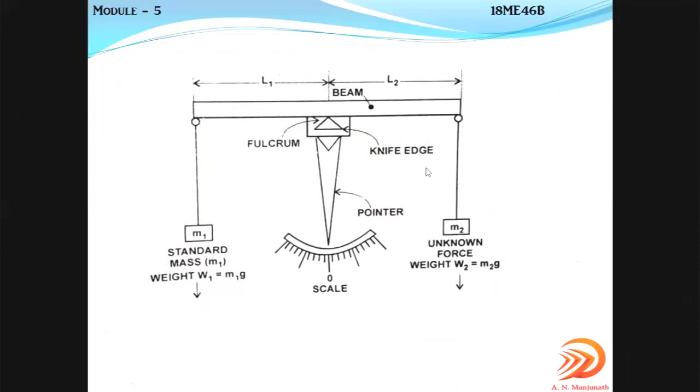And this is what the diagram will look like. This will be the pointer on the scale. You can observe L1 and L2 having equal distance. That's what is called the equal arm balance. From the fulcrum to the point where the unknown force is and to where the standard mass is, the distances are equal. So the unknown force of weight, say for example M2 into the gravitational force, and here the M1 weight. By applying the standard mass, you're measuring the unknown force on the other side of the pan using this analytical balance.